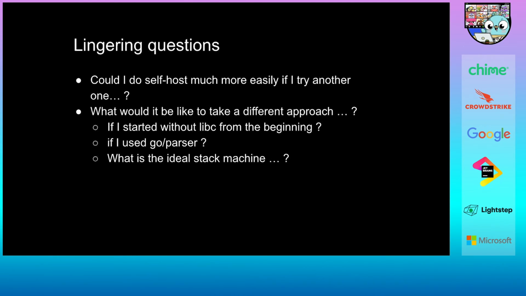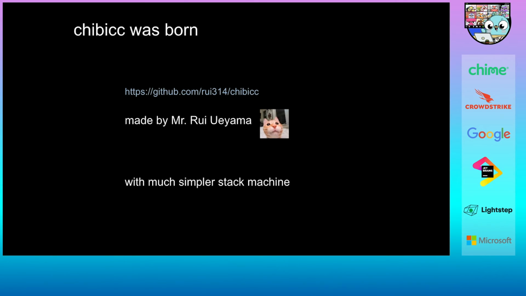But still, there were some lingering questions in my mind. Could I do self-host much more easily if I try another one? What would it be like to take a different approach? Like if I started without libc dependency from the beginning? If I used Go's parser? What is the ideal stack machine? At that time, chibicc was born. It's another C compiler made by Mr. Rui Ueyama, with more sophisticated design and a much simpler stack machine. It was so beautiful that I wanted to make another compiler.